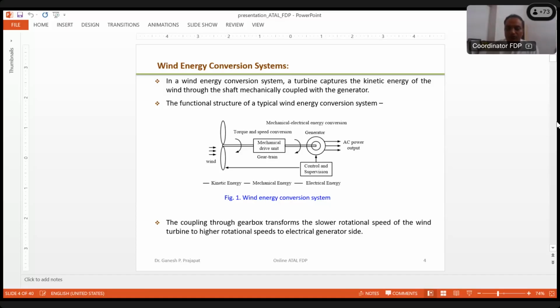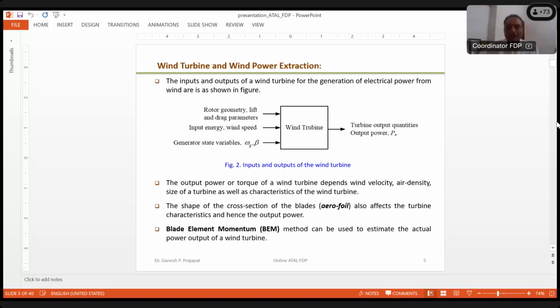So this was the very basic about the wind, and then coming to the wind turbine and wind power extraction. We have talked about the wind turbine being a structure, a kind of fan, and because of the flow of wind the turbine will rotate and convert the kinetic energy of the wind into mechanical energy. Now, I hope many of you are thinking that it's a very basic structure of wind turbine.